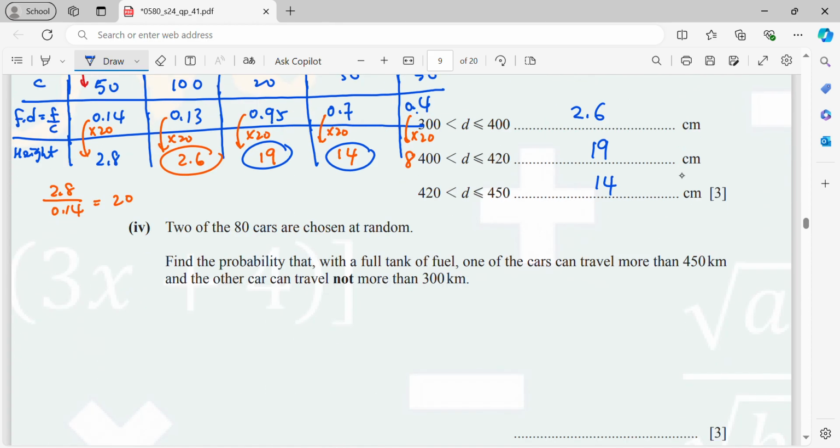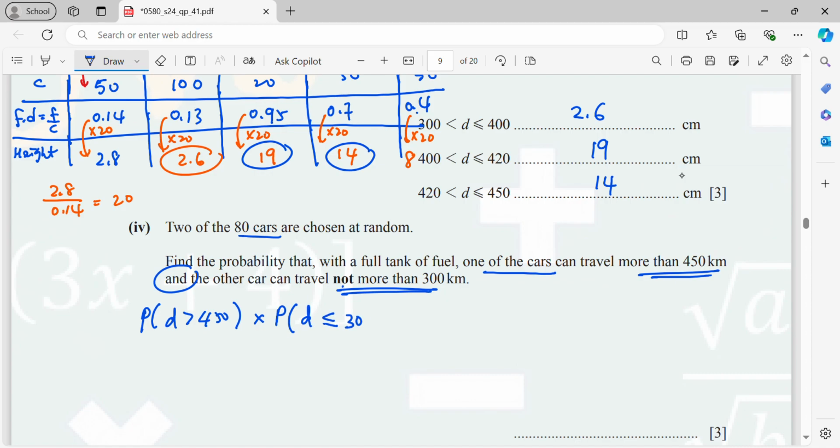Now part 4, 2 of the 80 cars are chosen at random. Find the probability that with a full tank of fuel, one of the cars can travel more than 450 kilometers and the other car can travel not more than 300 kilometers. So now that means probability of D more than 450 kilometers, times the other car not more than, so D less than or equal to, means maximum is 300.